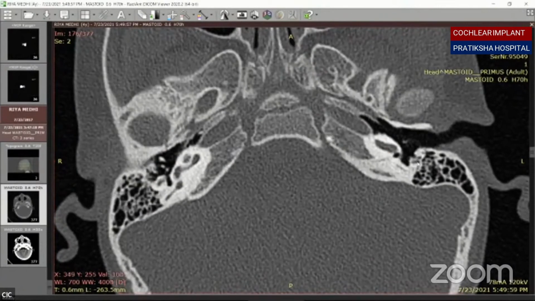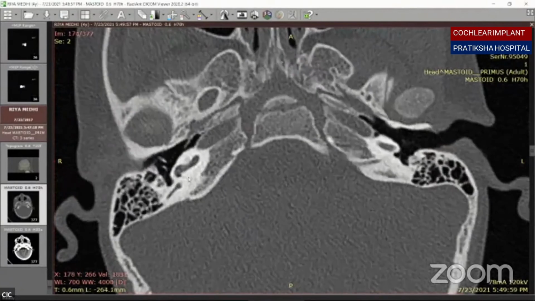So we need to measure the distance here again. The distance from the facial nerve up to the round window niche is almost 5.12, which is good. And from the facial nerve up to the annulus, this is the area of the facial recess, which is 4.17, which is again favorable. Now, there are two other things which we can note in relation to the surgical feasibility.